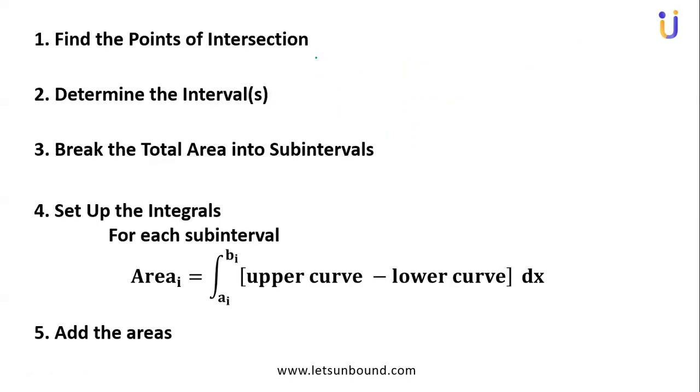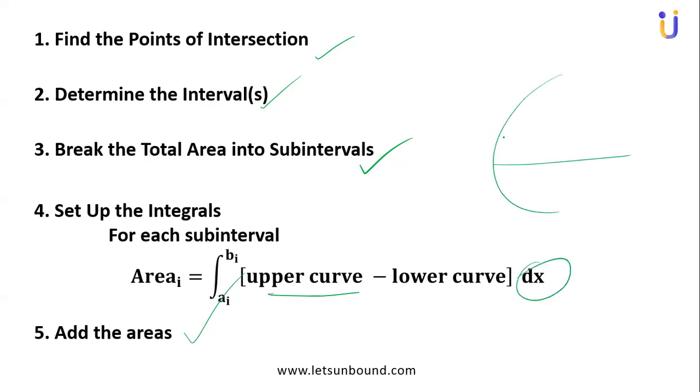So find the point of intersection, determine the intervals. It's not always a single interval. It can be like, as I have given you A, B, C, multiple intervals. Break them into subintervals, set up an integral for each subinterval. One by one, you need to solve and add up all the areas. It's always upper minus lower curve dx.